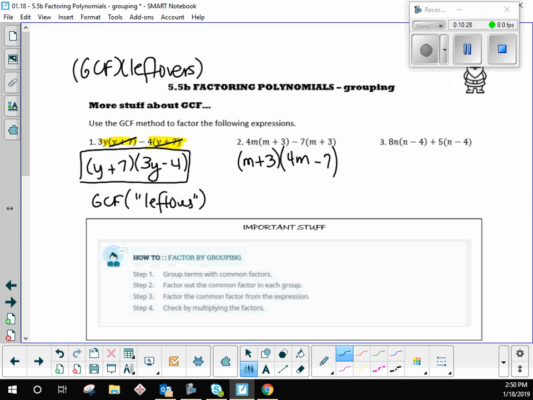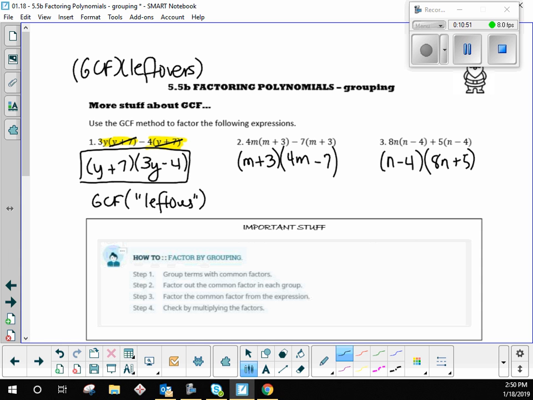See? What did they have in common for number 3? N minus 4. Parentheses close, parentheses open, then what? 8n plus 5. Very good. Okay. So we feel comfortable with that. That's still GCF, I want you to understand. But this time the GCF was a group of things, not just one term.